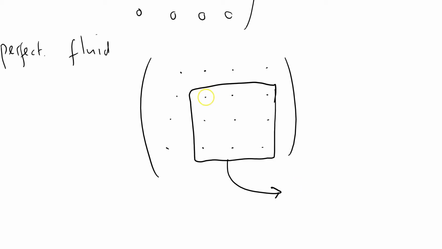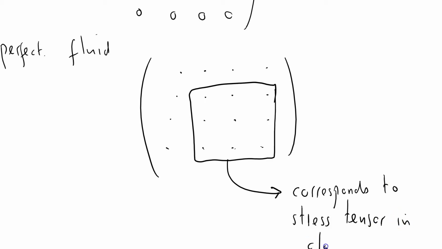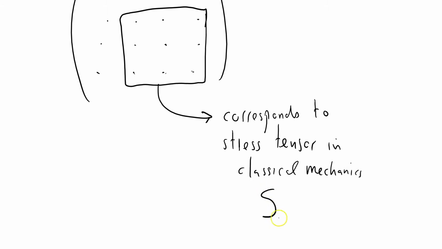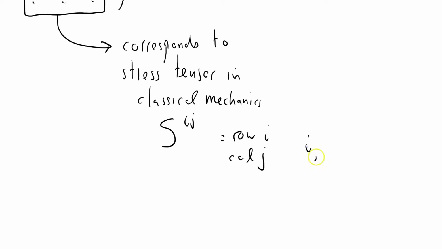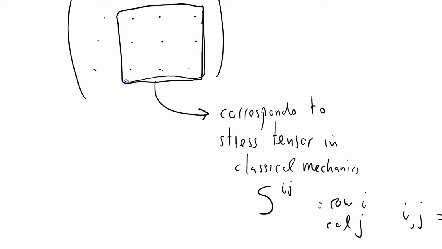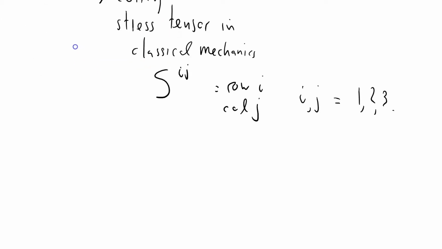This, in classical mechanics, these 9 numbers here, a 3 by 3 matrix, corresponds to the stress tensor in classical mechanics, which I'm going to call S. And that's the matrix S, and Sij is row i and column j, where i and j are 1, 2, 3. Because I'm not considering the fourth component, I'm just considering the 3-stress here.